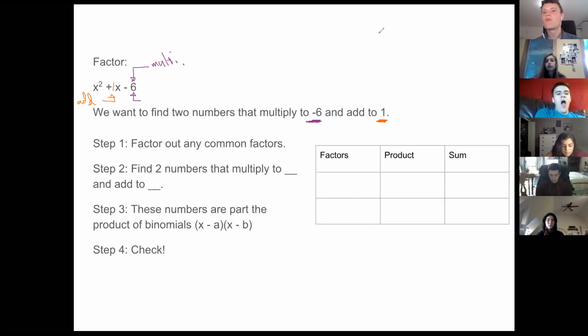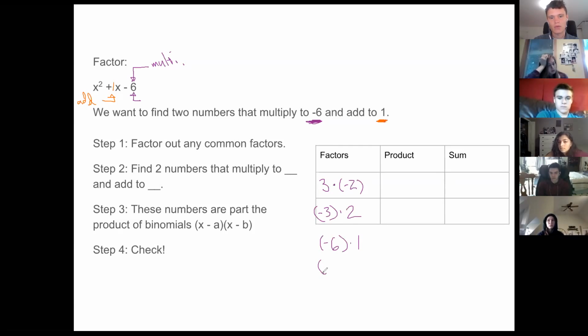So if we want to be thorough, we start with the factors of -6. What are factors of -6? What are 2 ways to multiply to -6? Well, of course, we can do, for example, 3 times -2 and -3 times 2. But we can also do -6 times 1 and 6 times -1.